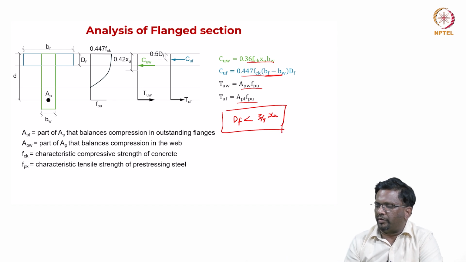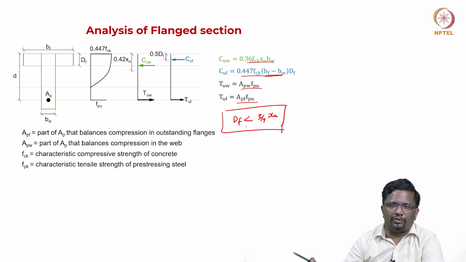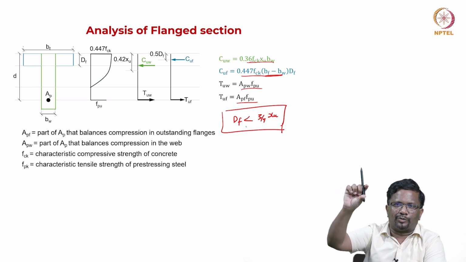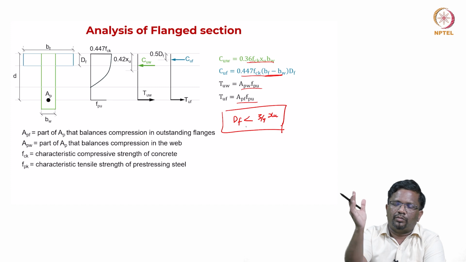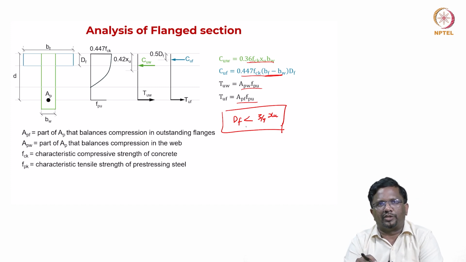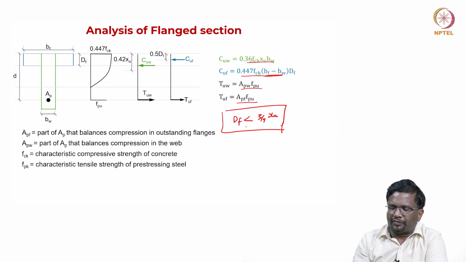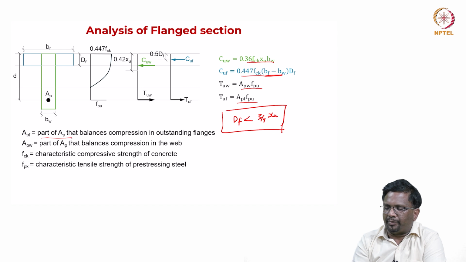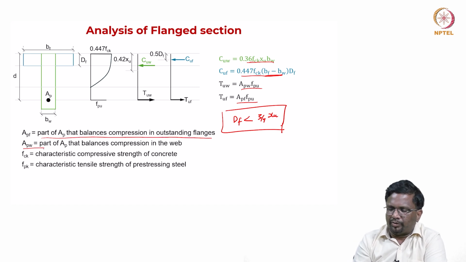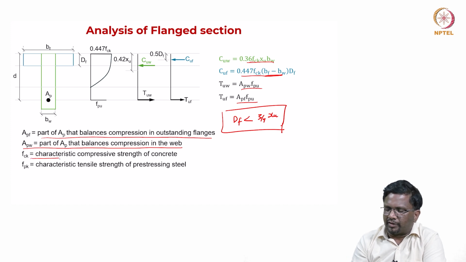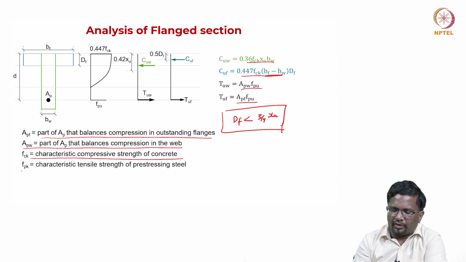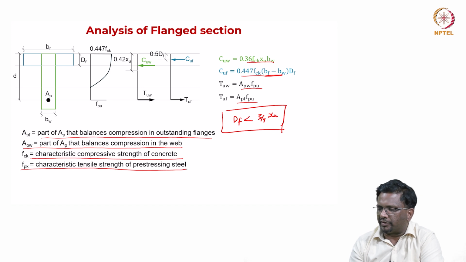Now, if the depth of the flange is higher than 3/7 of XU, now you will find that the stress block in the flange is not constant. You also have some parabolic portion, okay. So, definition, APF is the part of AP that balances compression in the outstanding flanges. APW is a part of AP that balances compression in the web. FCK is a characteristic compressive strength of concrete, and FPK is a characteristic tensile strength of pre-stressing steel.